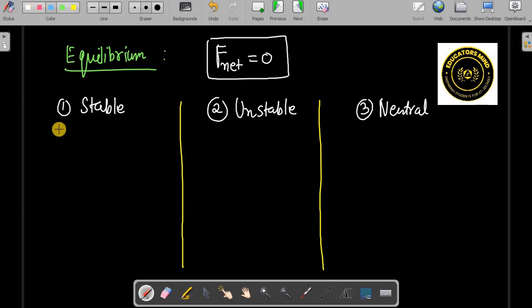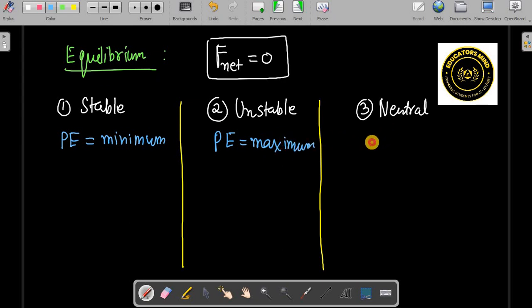Stable equilibrium means the potential energy of the body is minimum. And unstable equilibrium means the potential energy is maximum.